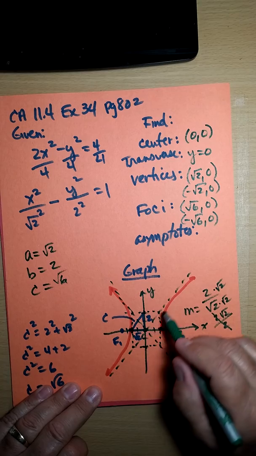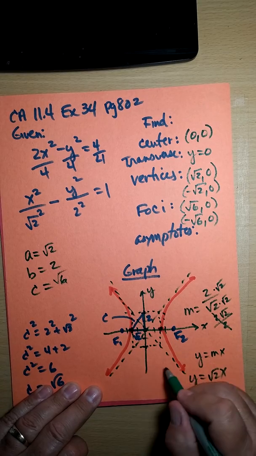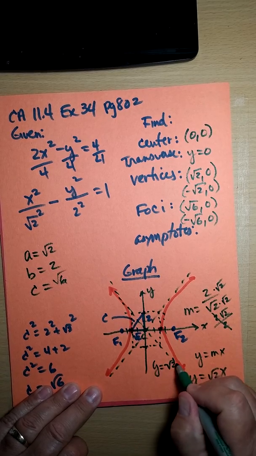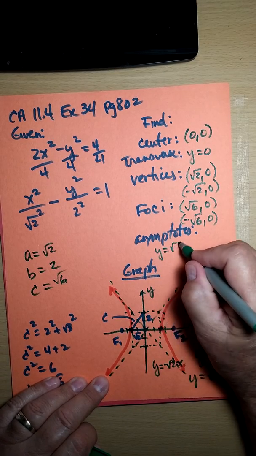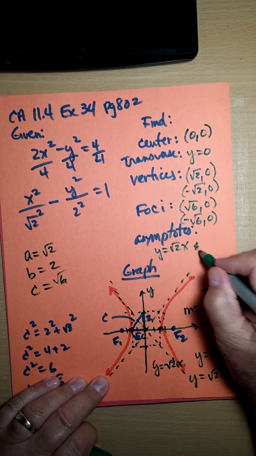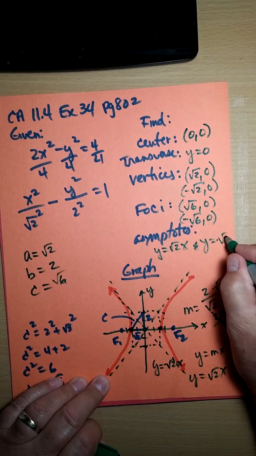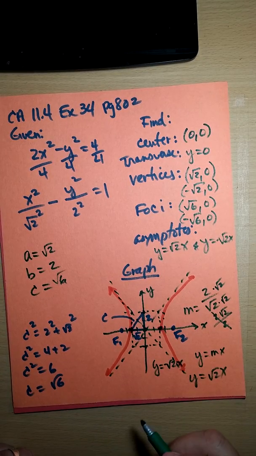That's for the positive, and for the negative, y equals negative square root of 2 x. Those are the asymptotes: y equals square root of 2 x, and y equals negative square root of 2 x. See, that's all they wanted. That's all we got.